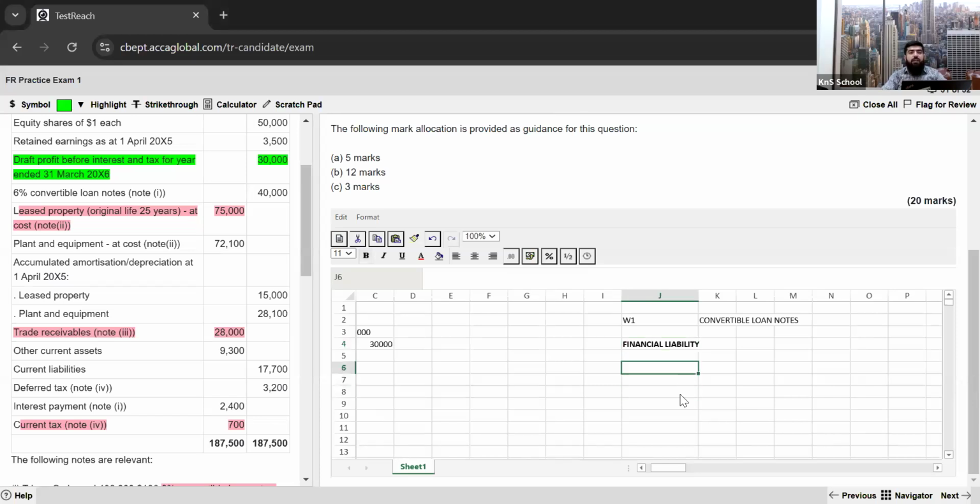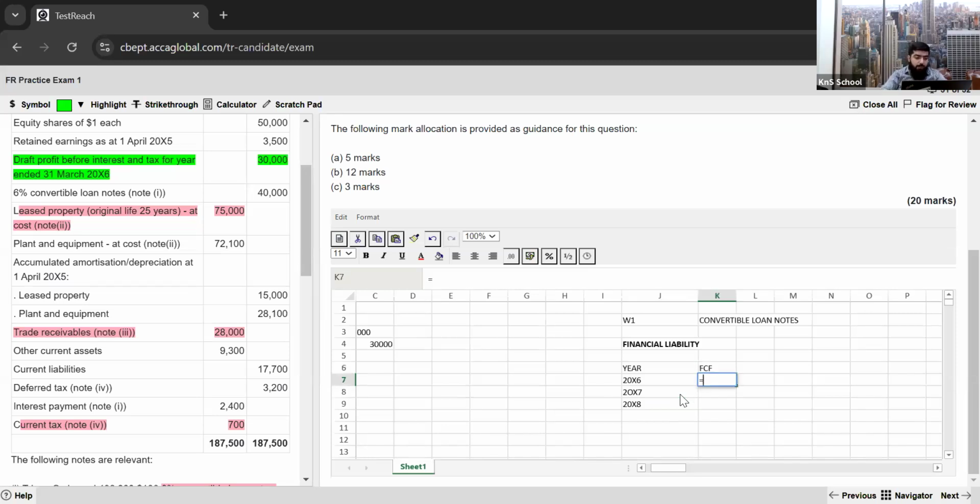So in order to calculate the financial liability, we are going to calculate the future cash flows. FCF is future cash flows. And we all know that there are 3 years, that is year 1, year 2, and year 3. Or we can also state the years as 2000X6, 2000X7, and 2000X8.